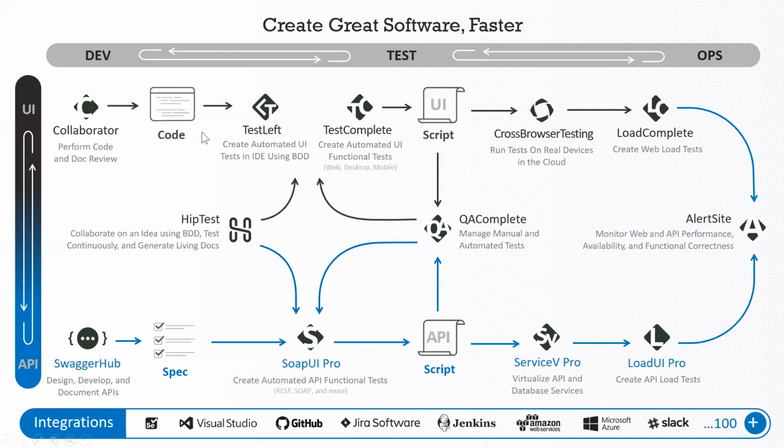HipTest is a tool where we're going to be working with behavior-driven development. It's one of the newest additions to the portfolio of tools we have, and that fits into the middle of the development and testing side of things, between the UI and API layer. QAComplete is for test management, and then AlertSite, as I mentioned, for monitoring your applications and APIs.